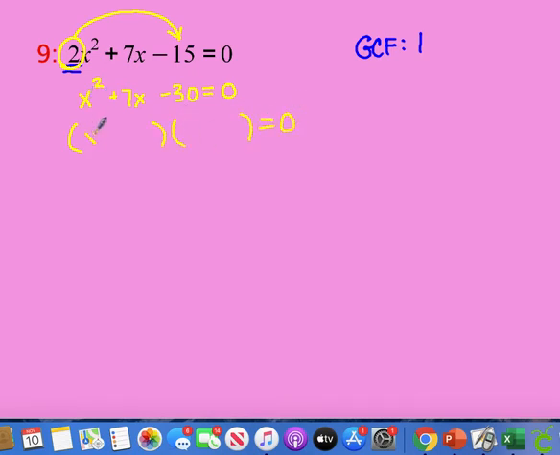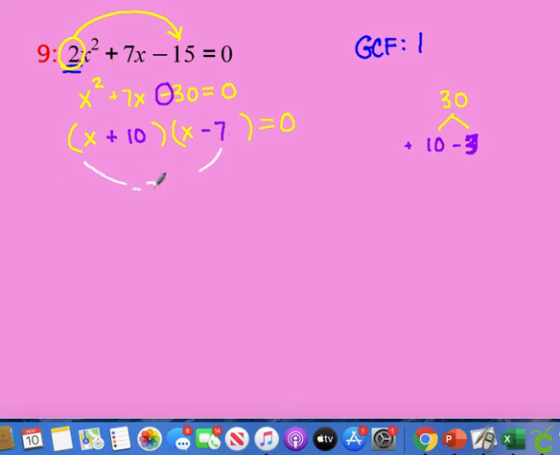So x squared, nice and simply, factors into x and x. But for 30, I have to find factors that multiply to 30, but subtract, because this is negative, to 7. So I can think of 10 and 3. 10 and -3 will give me 7. So I'm going to add 10, I'm going to subtract 3, and I'm going to check.